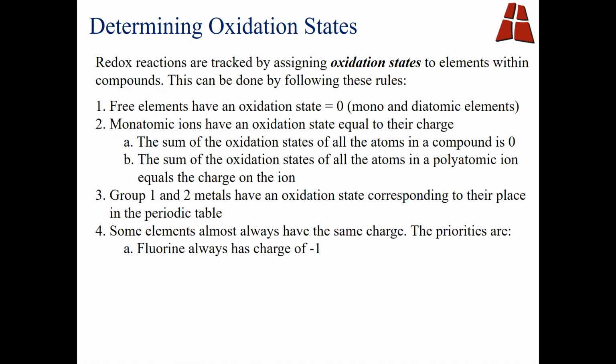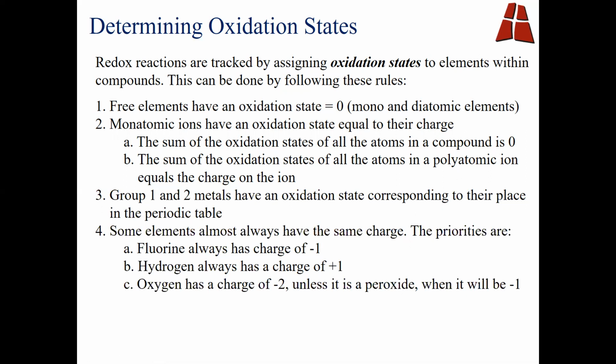Rule number 4 is that some elements almost always have the same charge. If we list them with their relative priorities, fluorine will always have a charge of -1. Hydrogen pretty much always has a charge of +1. Just a reminder, rule number 1 would trump rule number 4. So if fluorine is F2, it would have an oxidation state of 0. If hydrogen were H2, it would have an oxidation state of 0 as well. But if hydrogen is bound to something else, it should have a charge of +1.